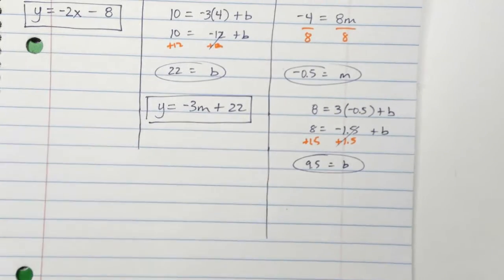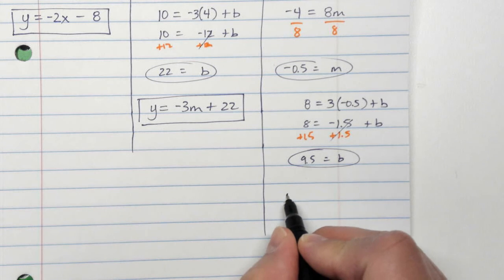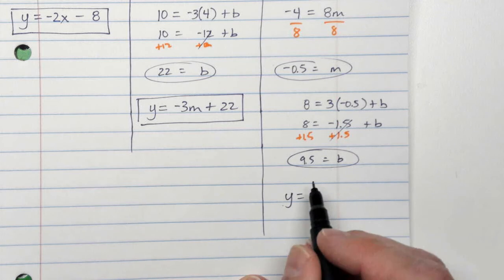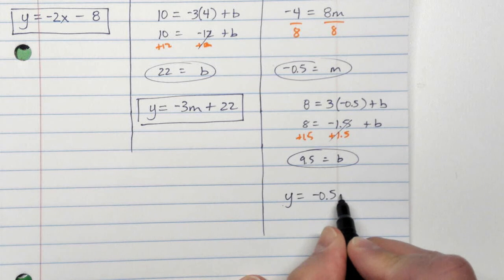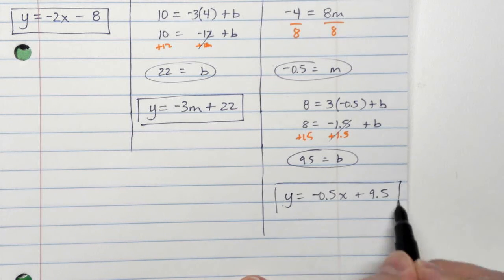That's not the answer to the question. The question is write an equation in slope-intercept form. We now know our 2 pieces of information. So -0.5x plus 9.5. And done.